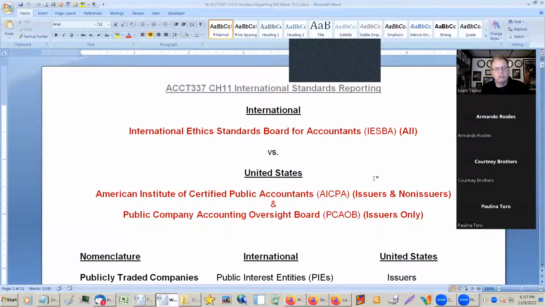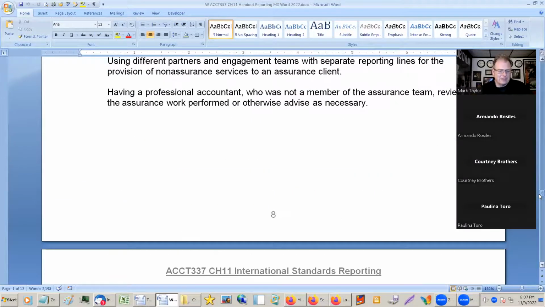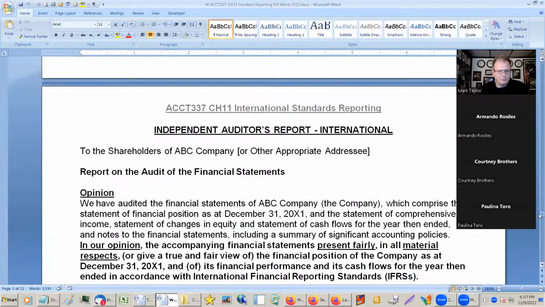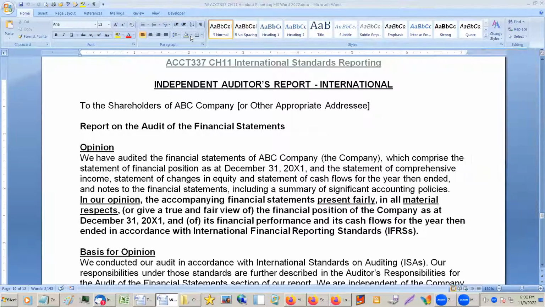As a matter of fact, let's take a look at the audit report. Actually, at the end of this document, let's go down here. I'm getting a weird ghost thing in the middle. If you go down to page 10, you will see the audit report, what it looks like. This is the international one, but the US one looks pretty much the same.